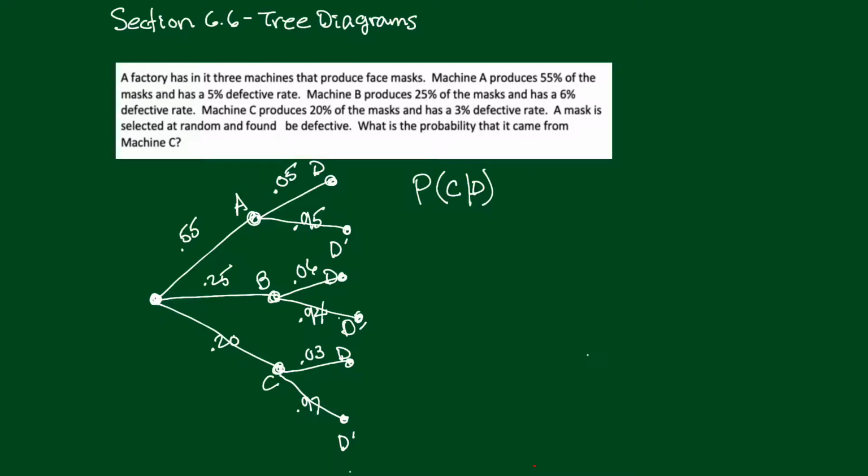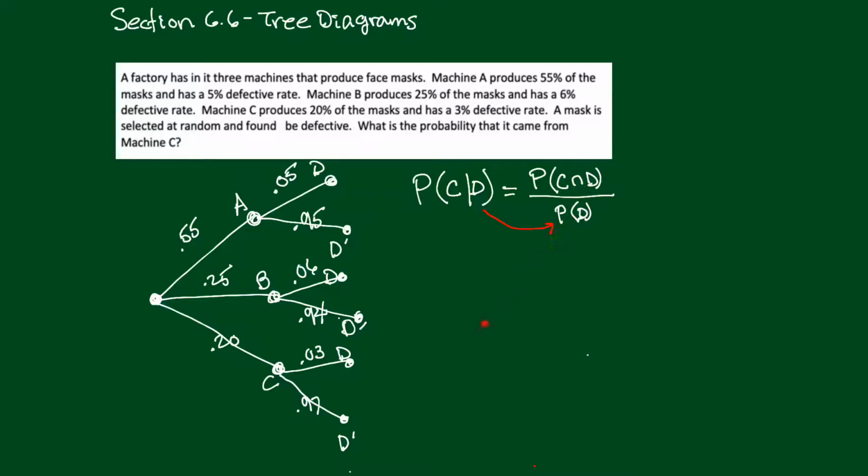Well, this is a conditional probability problem. We have a formula for this. It goes like this. You intersect them on the top, the probability of machine C and defective, divided by the probability of the event that's given, right? This one right here. So we can find these probabilities just by looking at our tree diagram. So look at the numerator. This is the probability of C and D. So probability of machine C and D.